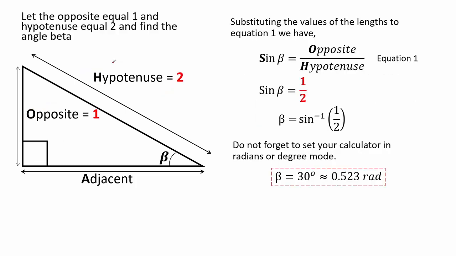Here we have an example where we let the opposite equal 1 and the hypotenuse equal 2. We are then to find the angle beta using the SOH trigonometric function, equation 1. We apply the inverse sine function to the values substituted. We get beta equal to 30 degrees in degree mode, or about 0.523 radians in radian mode.